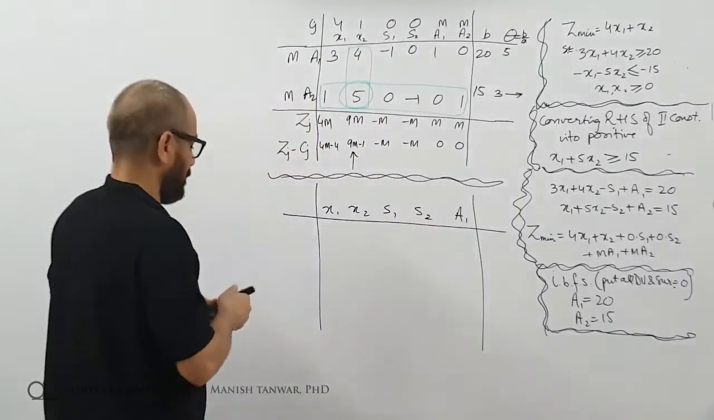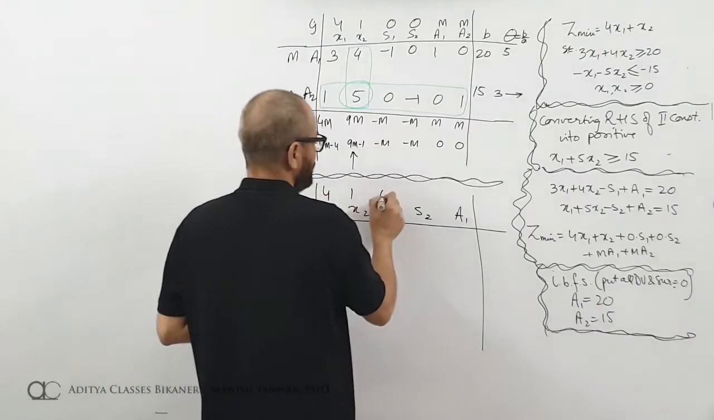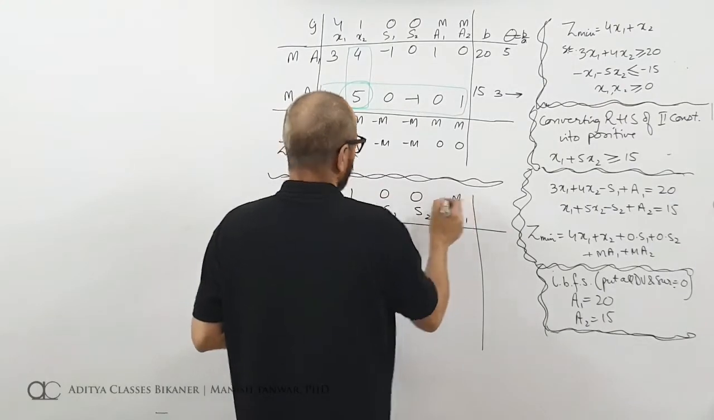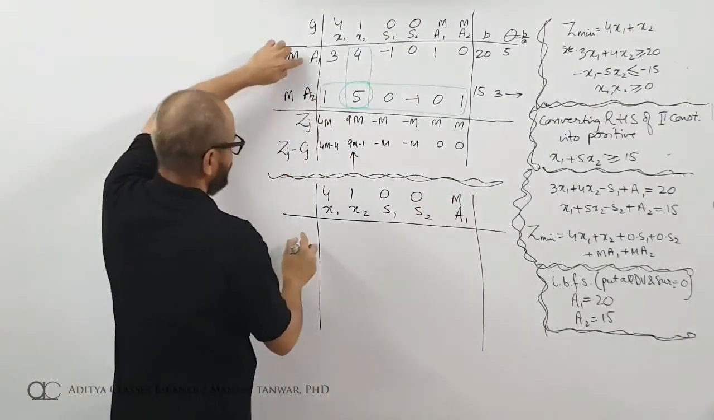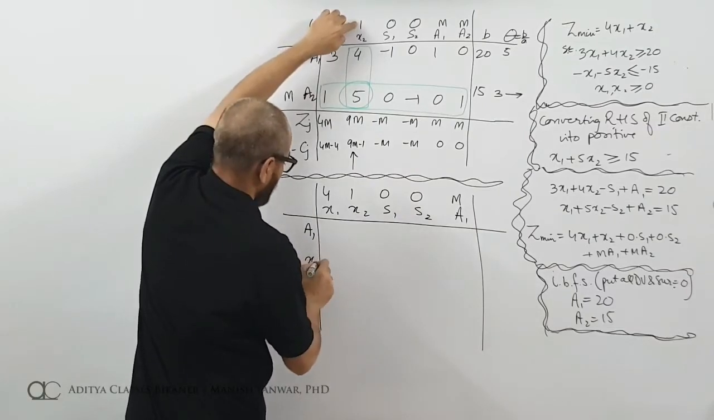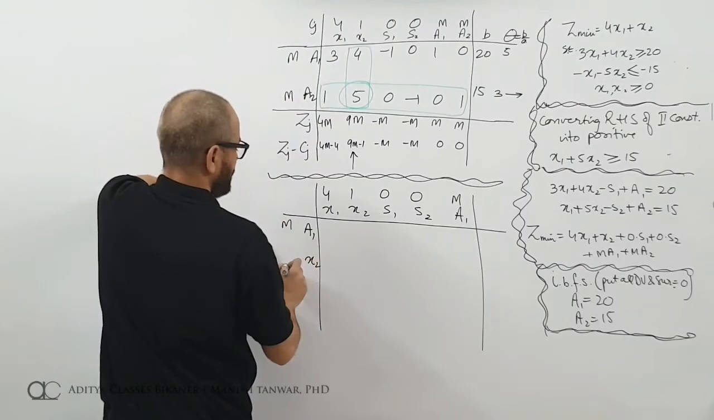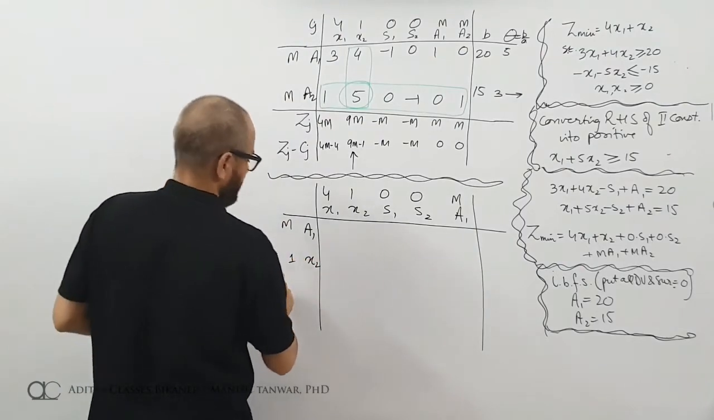Now, what are the contributions of these variables? We have 4, 1, 0, 0 and M. What are my solutions? I have A1, and A2 has been replaced by x2. Their contributions are: A1 is M, x2 is 1.